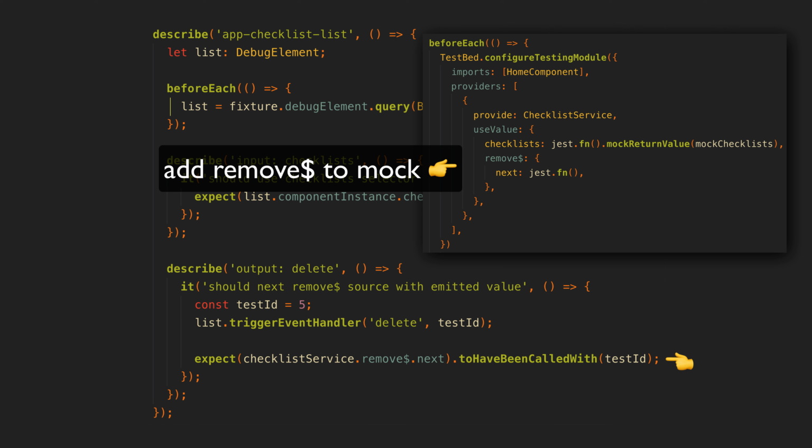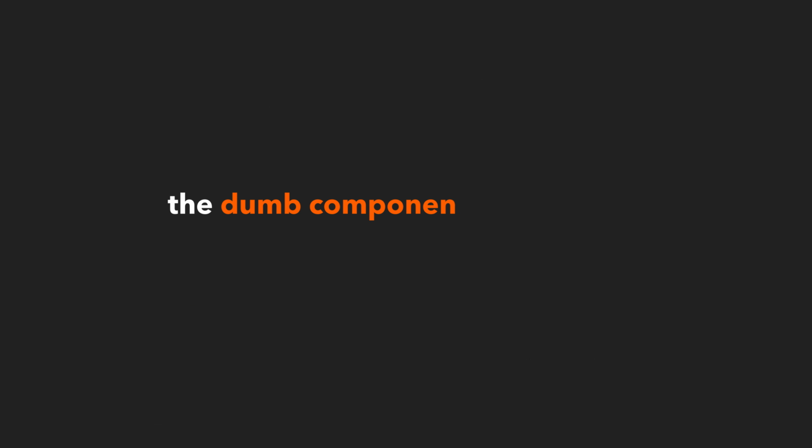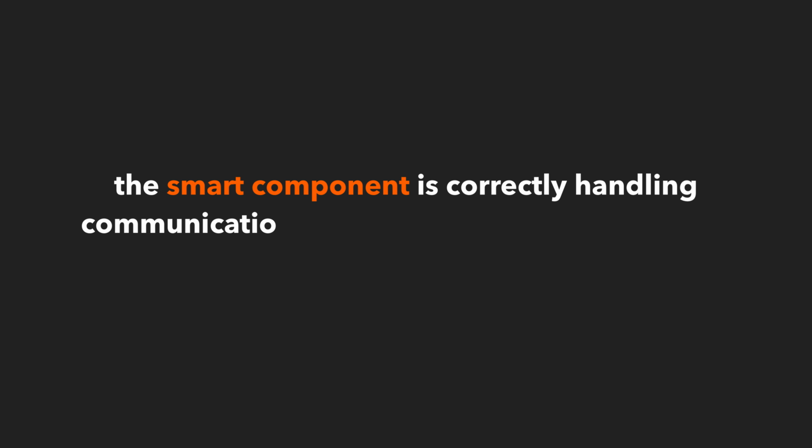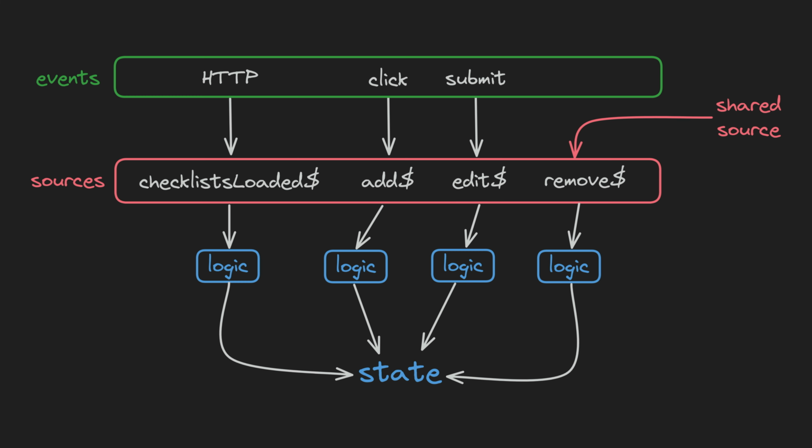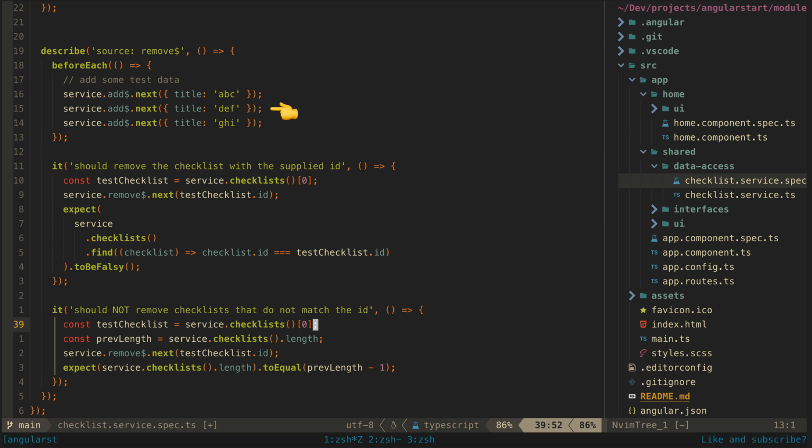The final piece of the puzzle here is the service. We know the DOM component does what it is supposed to do, we know that the smart component is correctly handling communication between the dumb component and the service. Now we just need to check that the service is doing its job. Again, this Signals RxJS state management approach makes things quite straightforward to test. In general, we will just test triggering one of the sources and then check that the resulting state change was correct. To test our remove source, we will add in some test data before each test. I haven't shown you the test for the add source, but this is already done and functional, so you can find that in the source code if you're interested.